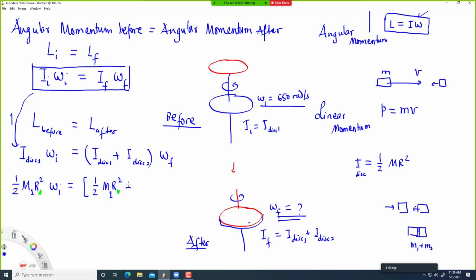Plus 1/2 moment of inertia of the second disk, its mass times its radius squared. Again, radius is R for both the disks. Okay, so that radius is R, that radius is R. Both are 28 centimeters. And omega F. So we need to solve this equation to find omega F.